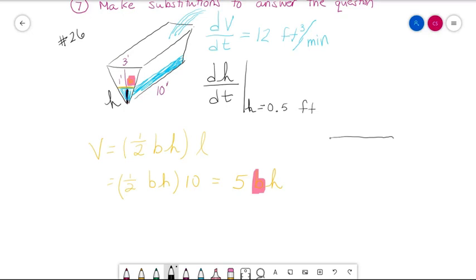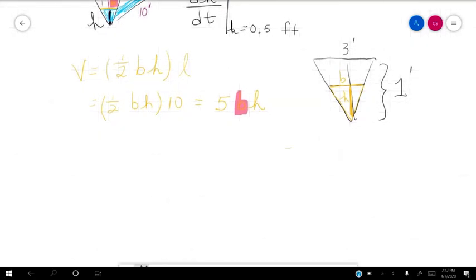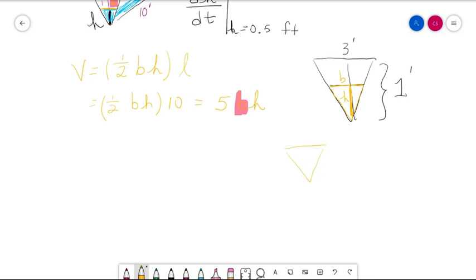So let me draw a picture over here. Okay, so it's a side view of the trough. This is 3 feet across, and this is a height of 1 foot. Okay, and then in our little scenario, I'll do it in yellow, we're looking at this triangle, right? We have a base B and we have a height of H. And they're similar triangles because all of the angles are the same. So we have this triangle, the little guy, and then we have the bigger triangle.